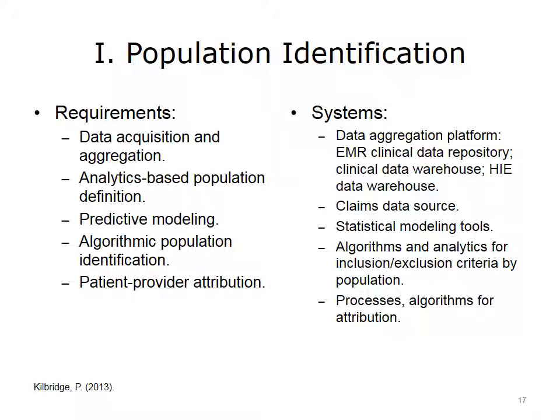And that data needs to be accessible by case managers to the extent possible so that they can see the full scope of services that are being provided to patients. The claims data source is also important in identifying the population. Statistic modeling tools are necessary within that environment, and algorithms and analytics for inclusion and exclusion criteria by population. Those algorithms have to be written and coded so that they not only make clinical sense, but that we are able to access the data sources that we do have. And then often, we need processes and algorithms for attribution.